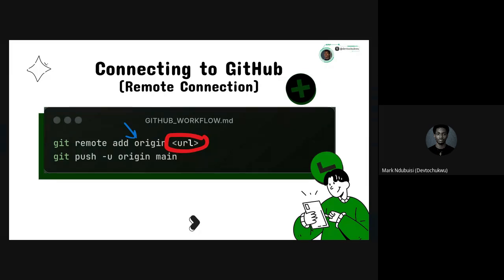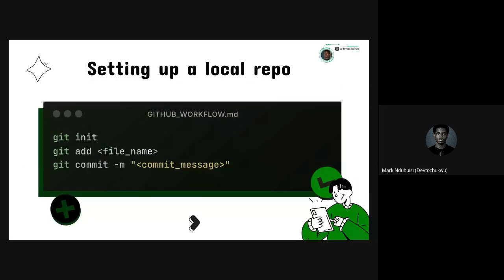So the next one after adding the origin is pushing it. And remember, before you push, you must have added. Adding means this one here. You must have added the files that you want to push to GitHub, right?